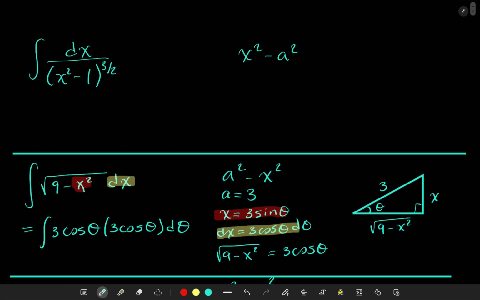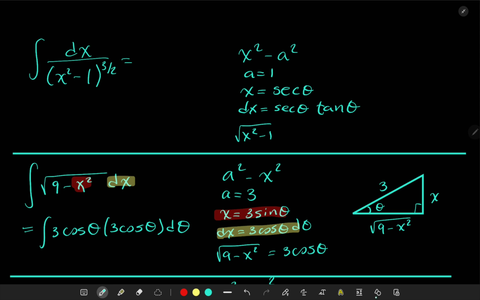All right, so here a is going to be equal to 1. x we said was going to be our secant, 1 times secant. dx is secant times tangent. So I can substitute that in. Now I have this one, the square root of x squared minus 1.